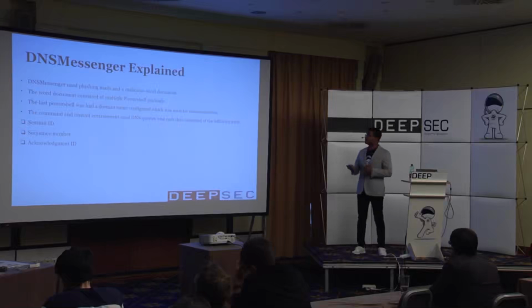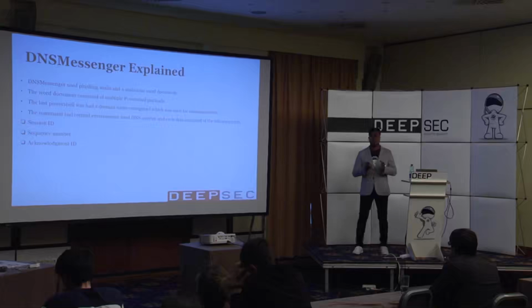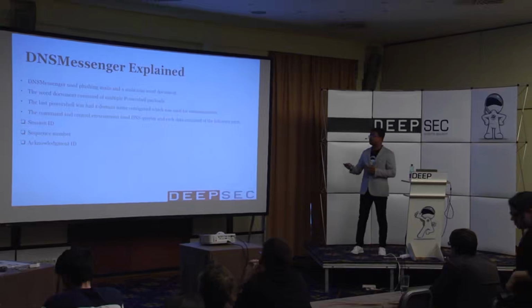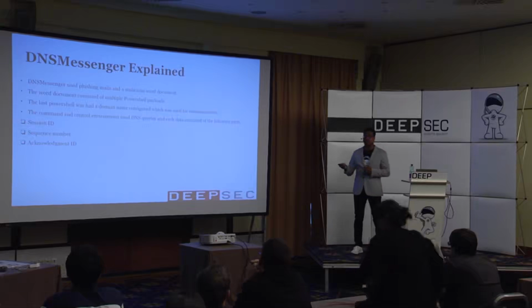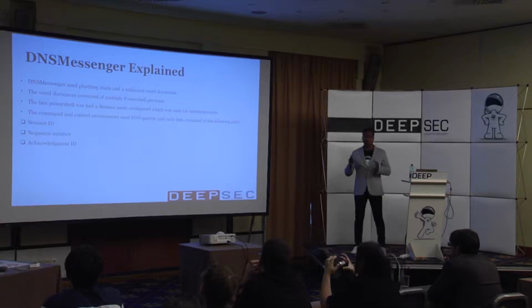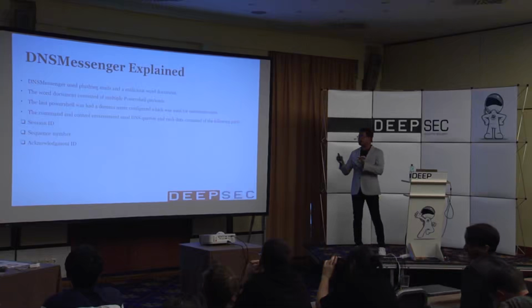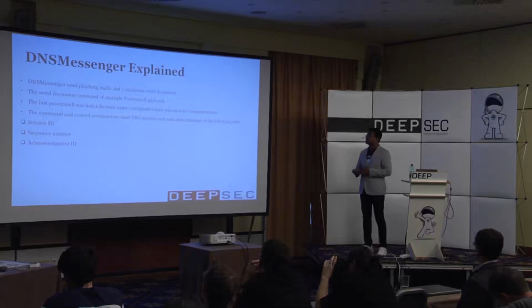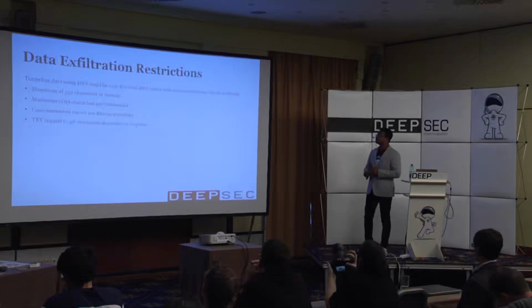They had created a command and control setup using DNS, and the DNS query consisted of session ID, sequence number, and acknowledgement ID. So this whole thing was provided, and the data could be fetched out using DNS RATs, like DNS Messenger.